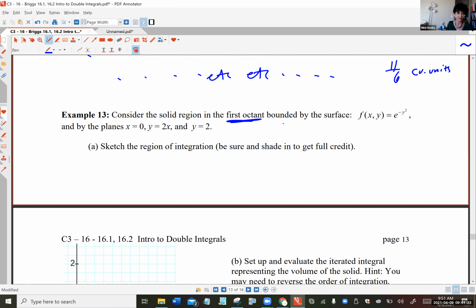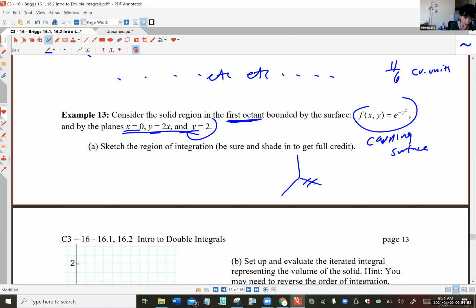So be careful. The capping surface is given by e to the minus y squared, fine. And the region is also bounded by these planes: x equals 0, y equals 2x, and y equals 2. Those are planes. I mean, you can think of y equals 2 as being a horizontal line, but if you graph y equals 2 in the world of 3D, folks, it's a plane that's vertically sitting there intersecting the y-axis at 2.